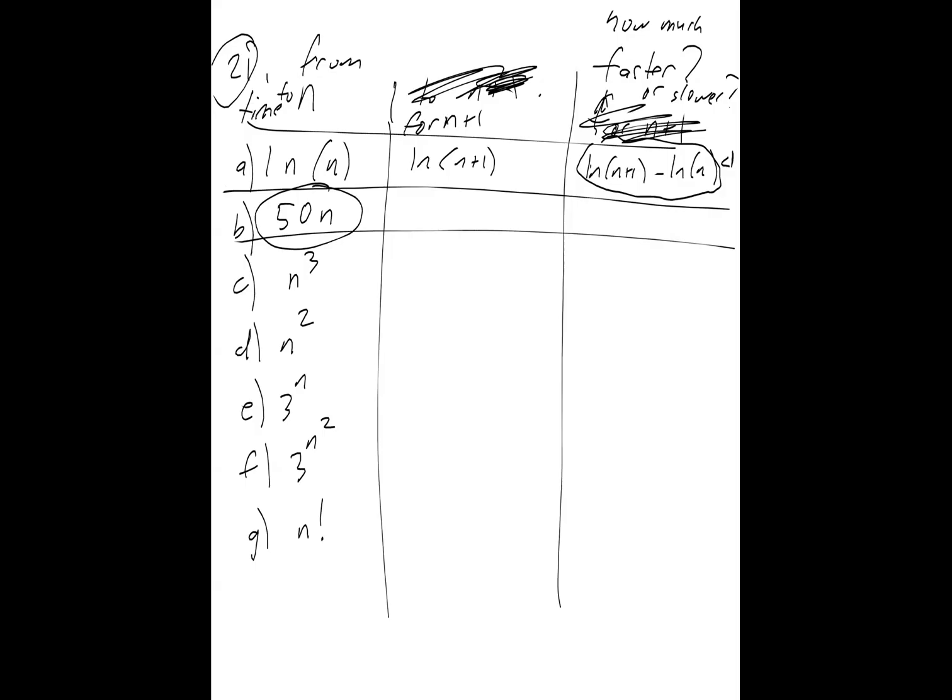How much time would it take that algorithm to do n+1 steps? 50 times (n+1), right? That's pretty easy. So what's the difference in time between how long it takes to do the algorithm for n steps versus n+1 steps? What is 50 times (n+1) minus 50 times n? What's the difference in time?